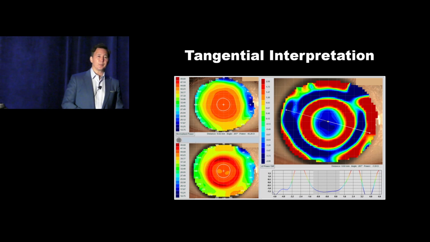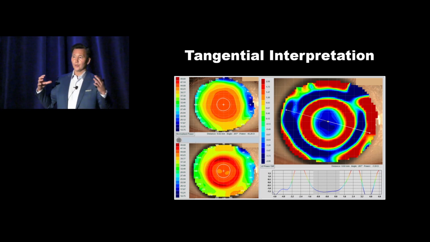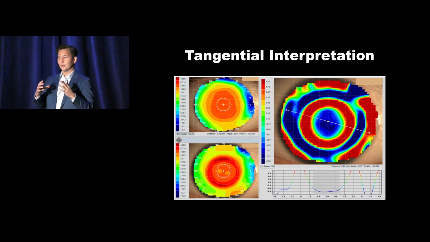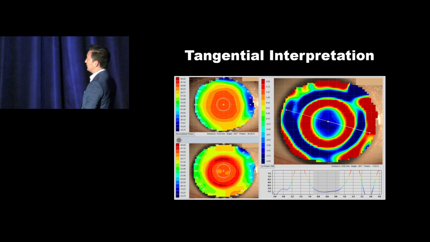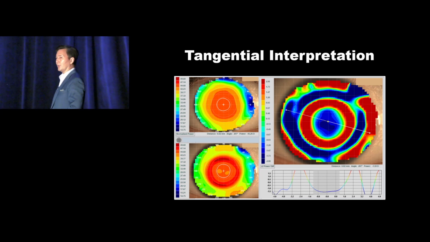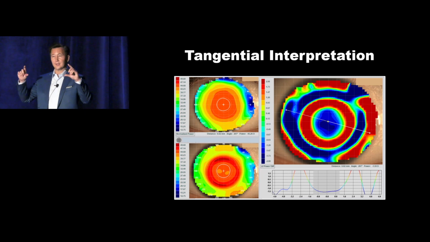The tangential map is opposite. You ignore the blue in the center. You don't care about the blue in the middle. You actually concentrate on this red ring here. That's where your reservoir is in your ortho-k lens. That's where the fluid layer is the thickest, creating the greatest suction force, pulling on the epithelium.